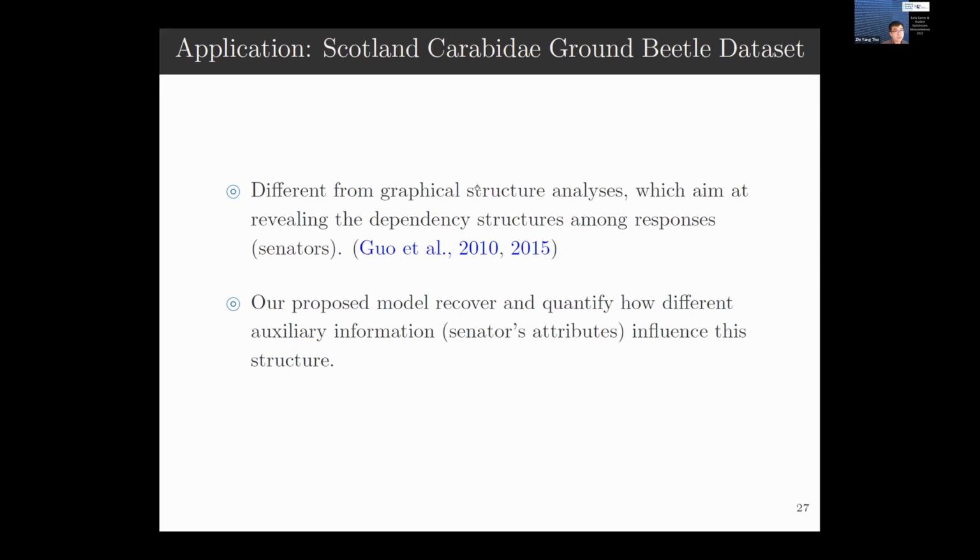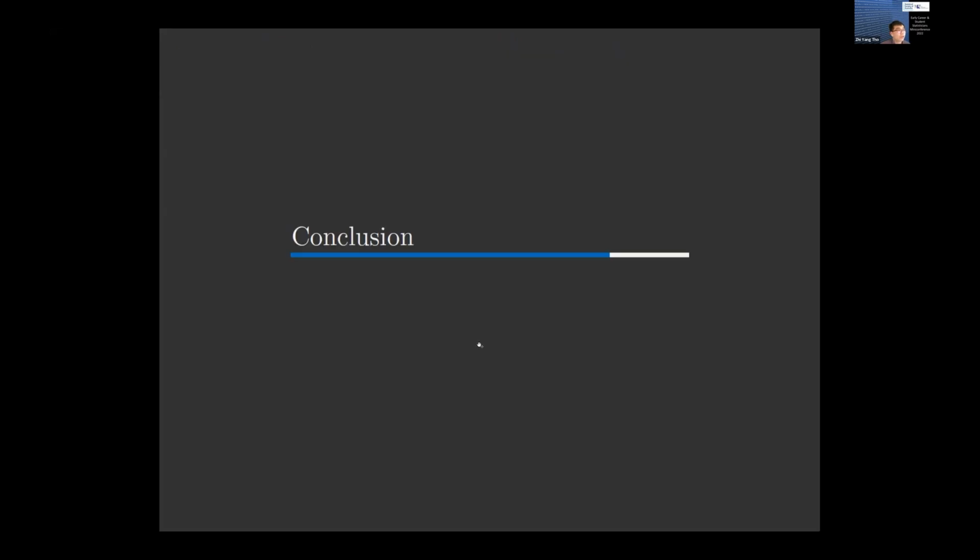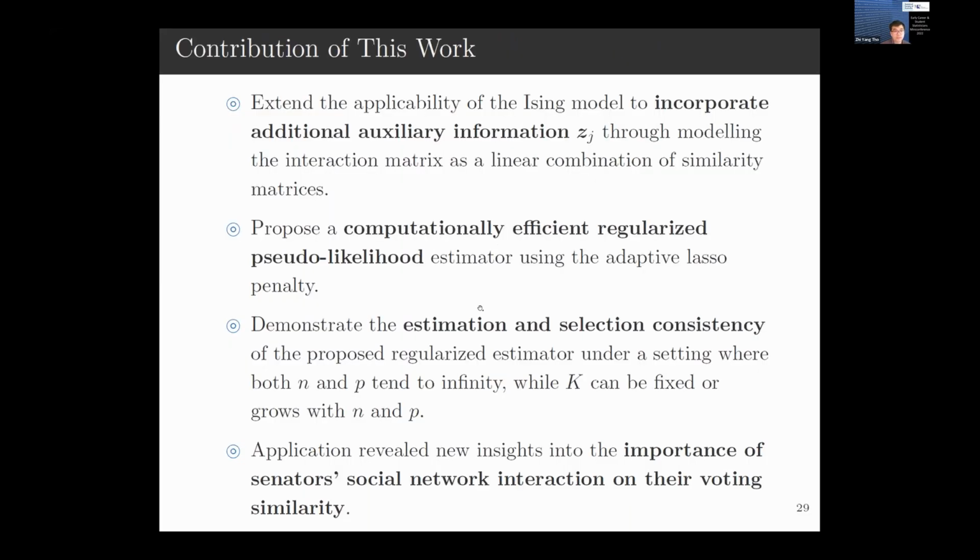Based on our previous plots, our model is different from the usual graphical structure analysis, which aims at revealing the dependency structures among responses. Our model quantifies how different senator attributes influence their dependent structure. I only have 30 seconds left, so this is just the contribution of our work.